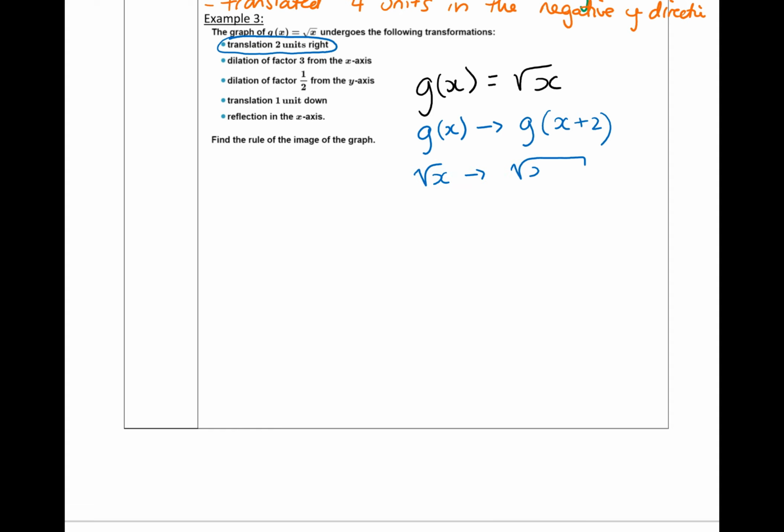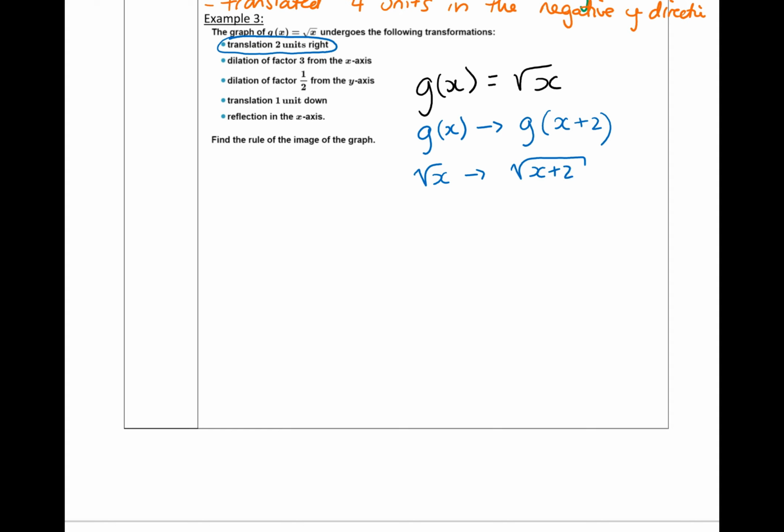Let's start with what we know of our pre-image. g of x equals root x. Now we need to translate 2 units to the right. Okay, well, g of x would become g of x plus 2. Remember, it's the opposite of what we see. So that means the square root of x becomes the square root of x plus 2.